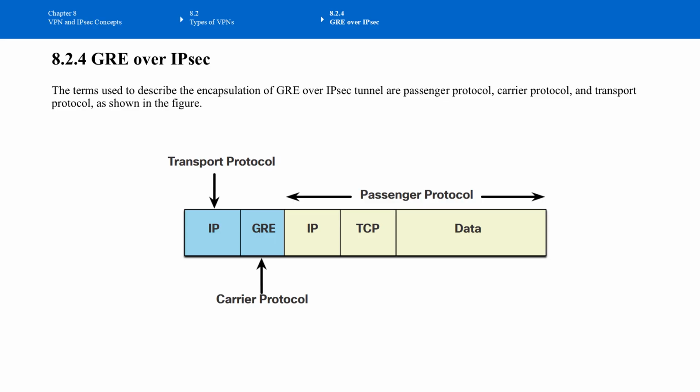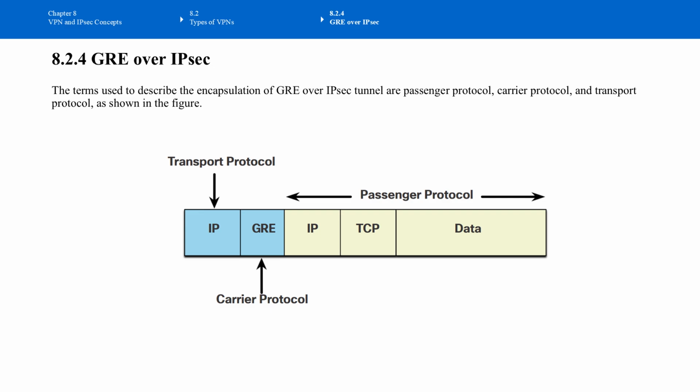The terms used to describe the encapsulation of a GRE over IPsec tunnel are passenger protocol, carrier protocol, and transport protocol, as shown in the figure. The figure shows how GRE encapsulates one packet inside another packet for transport across a network. The passenger protocol is the original packet being carried through the tunnel. In the figure, that's the IP plus TCP plus data.